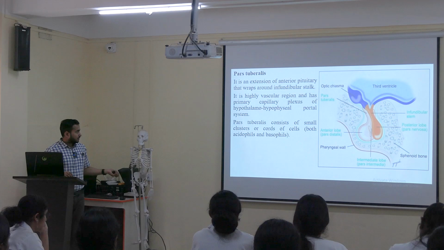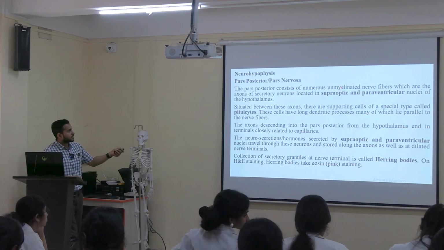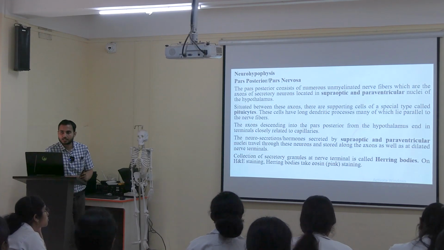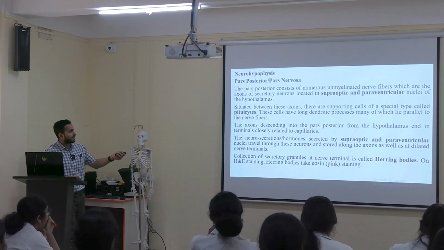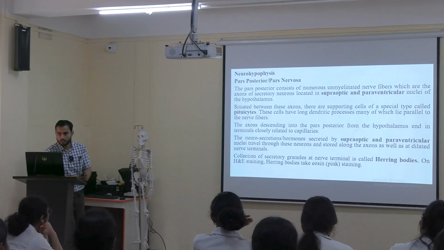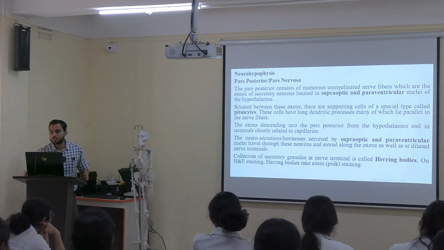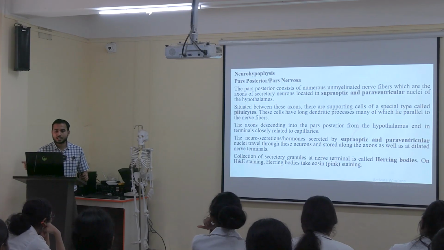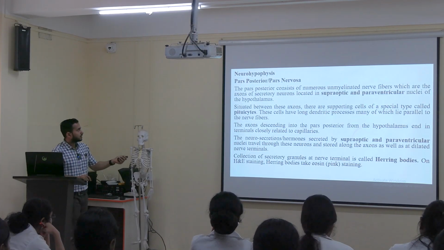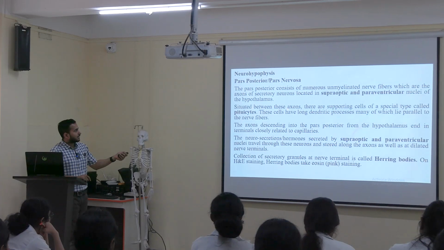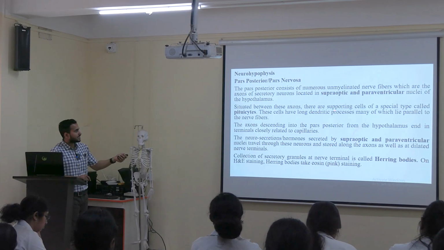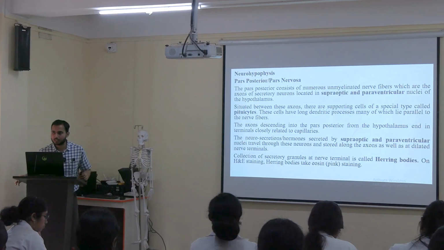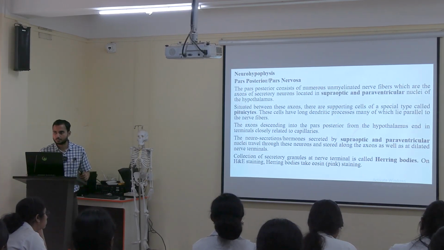Okay, now in case of pars posterior, it consists of numerous unmyelinated nerve fibers. Now those unmyelinated nerve fibers, from where are they coming? They are coming from supraoptic and paraventricular nuclei of the hypothalamus. Okay, from there, the unmyelinated nerve fibers which are coming are mainly present in the pars posterior. Okay, now situated between these axons, some supporting cells are there, and these are called pituicytes, which are also present in that particular region.